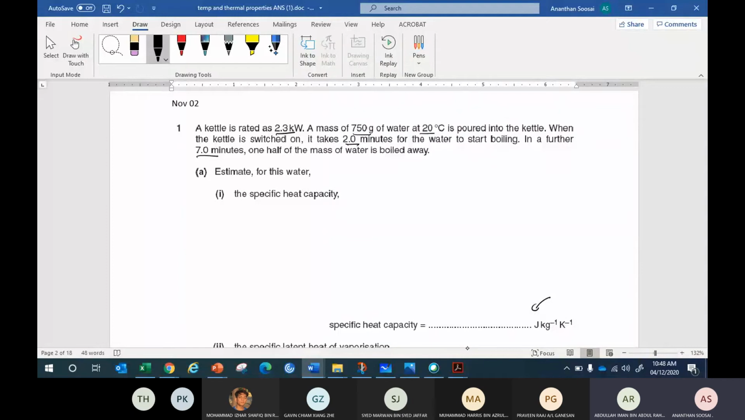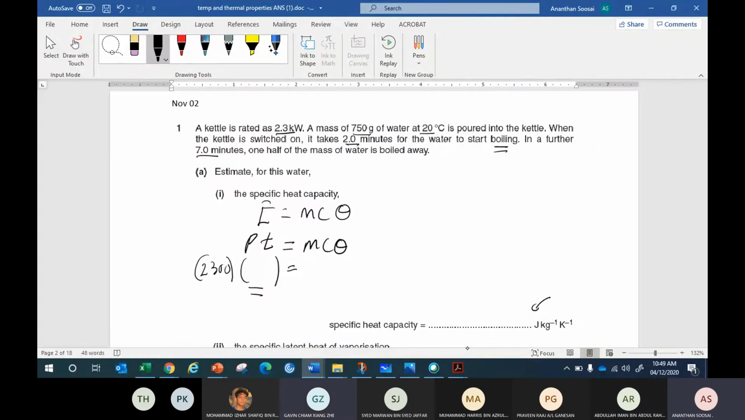So what's the formula? The energy equals mc theta. How do you calculate the energy? Energy is P times T, power times the time. Power is 2300 watts. What is the time you're going to put here? The time taken for it to go to the boiling point: 120 seconds, just 2 minutes.